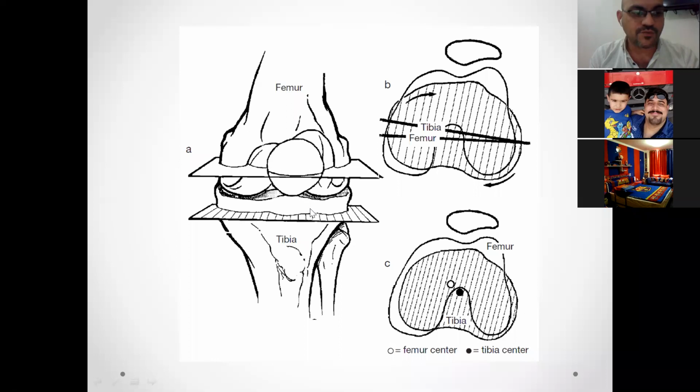So the combination of conformity and anatomical translation leads to a decreased wear rate if you do the anatomical part, when you have the tibial tray in a different center from that of the femur.